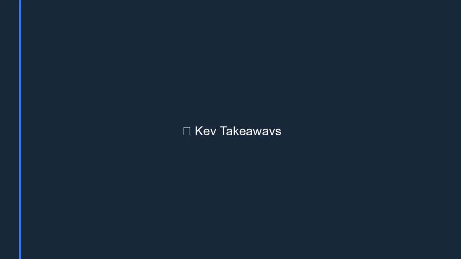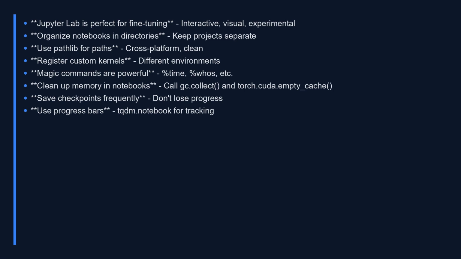Jupyter Lab is ready. Key takeaways: 1. Jupyter Lab is perfect for fine-tuning: interactive, visual, experimental. 2. Organize notebooks in directories. Keep projects separate. 3. Use pathlib for paths. Cross-platform clean. 4. Register custom kernels. 5. Magic commands are powerful: %time, %whos, etc. 6. Clean up memory in notebooks. Call gc.collect() and torch.cuda.empty_cache(). 7. Save checkpoints frequently.